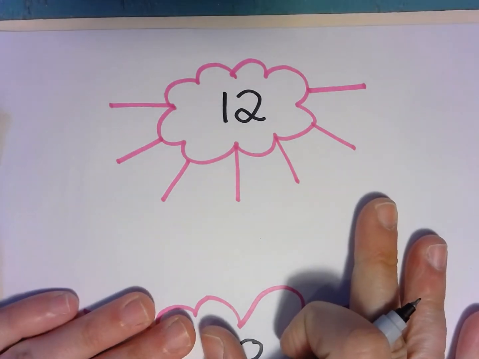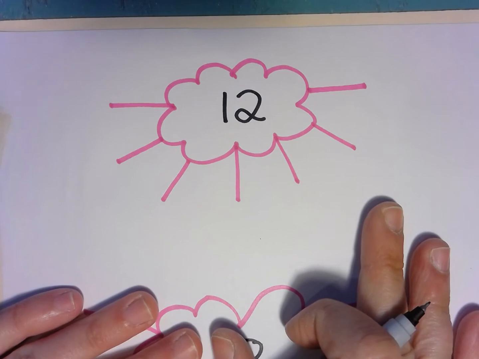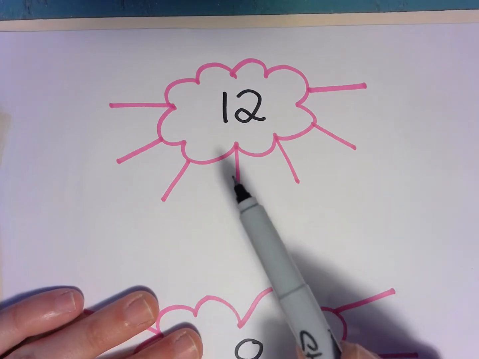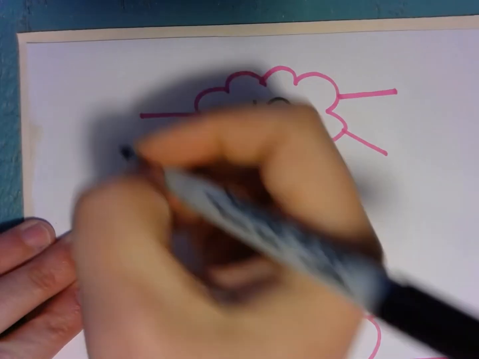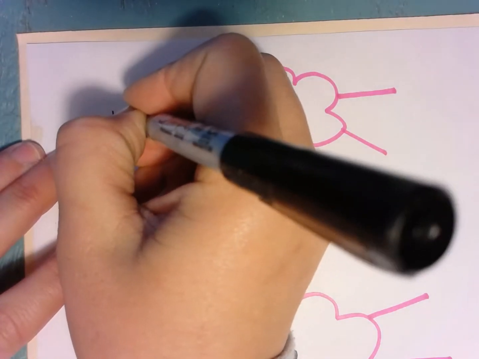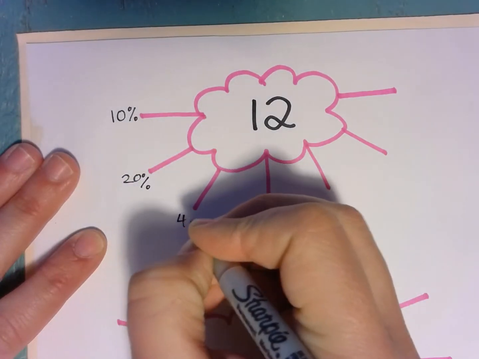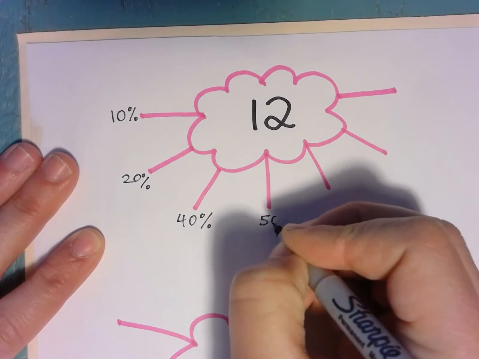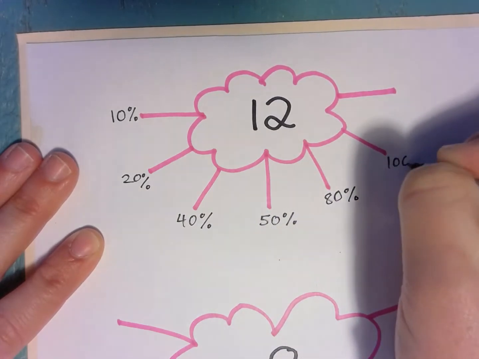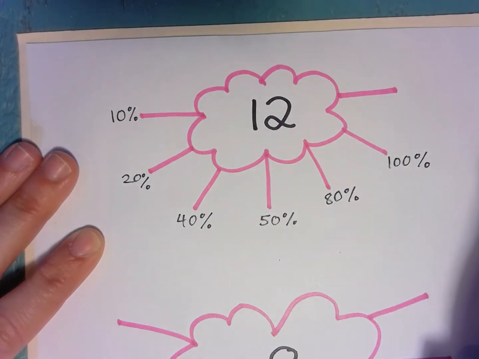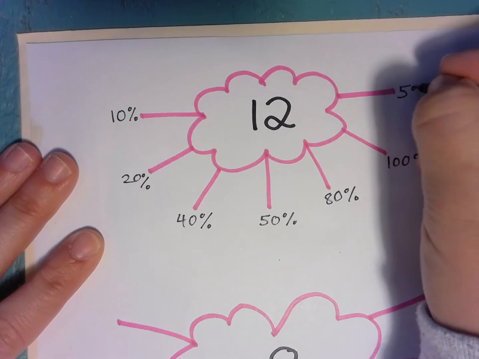Well, everything's all fine and dandy when we have a number that ends in 0, like 40 and 700. But what if we have a value that doesn't end in 0, like 12? Well, we can still use mental math to help us find all of these percentages, like 10% and 20% and 40% and 50%, and let's skip ahead to 80% and 100%. Ooh, there's an extra percent left over. What should we find? I think we should find 5%.